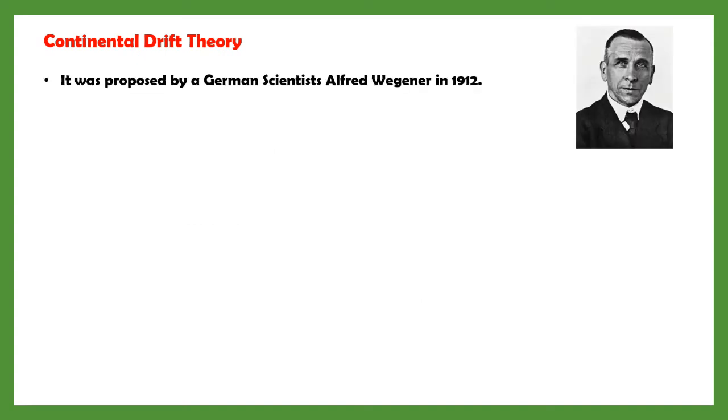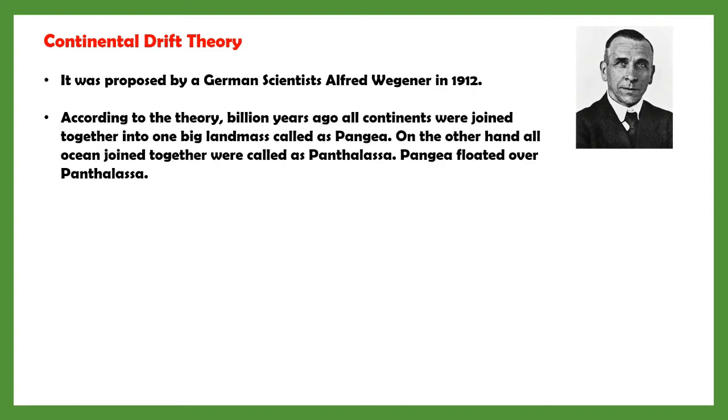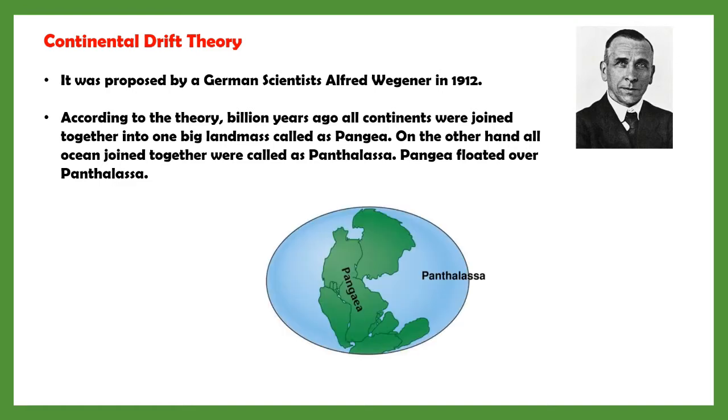Continental drift theory. It was proposed by German scientist Alfred Wegener in 1912. According to the theory, billions of years ago, all continents were joined together into one big landmass called Pangaea. On the other hand, all the oceans joined together were called Panthalassa. Pangaea floated over Panthalassa. In this diagram, you can see the Pangaea and the ocean surrounding it, Panthalassa.